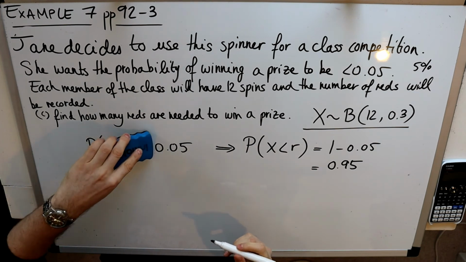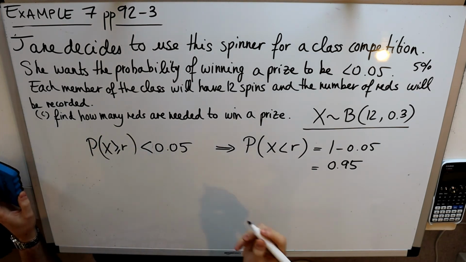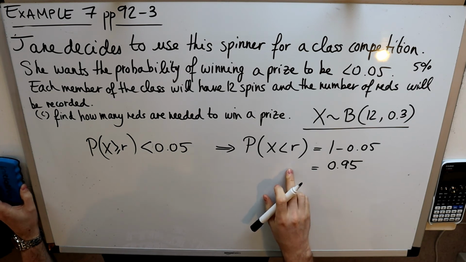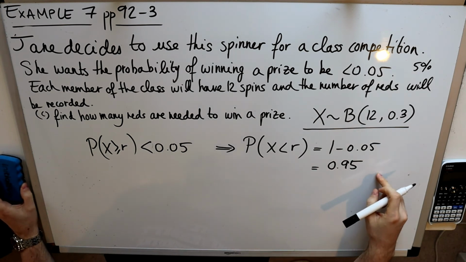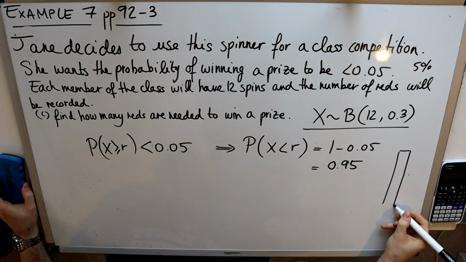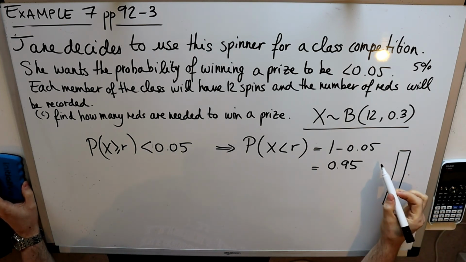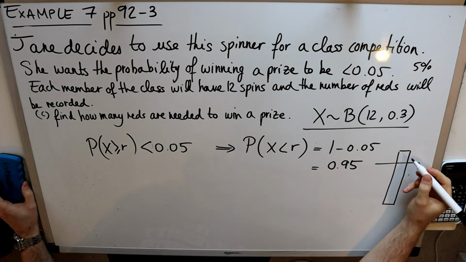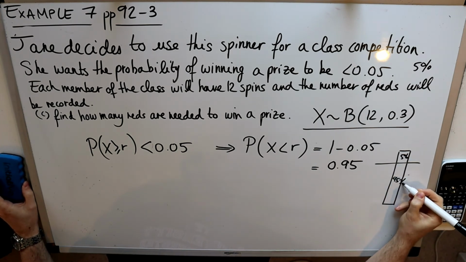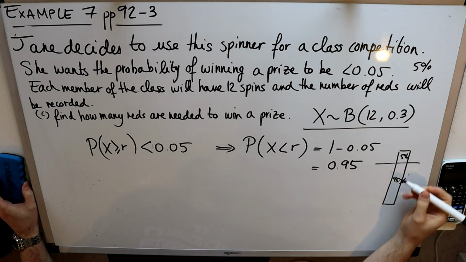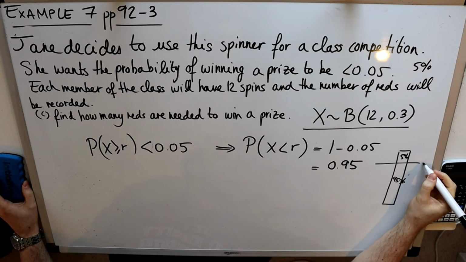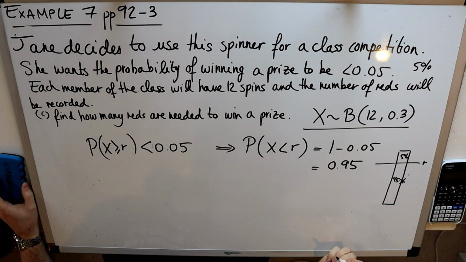If this has to be strictly less than 0.05, what we're actually looking for is the value of R that takes me just past 0.95, because if this is all my probability, I'm cutting it here, and I have my 5% and my 95%. These are all the probabilities of me not winning, and I just want to cut it off there and make sure that I have the top percent, and this is where my R will allow me to do that.